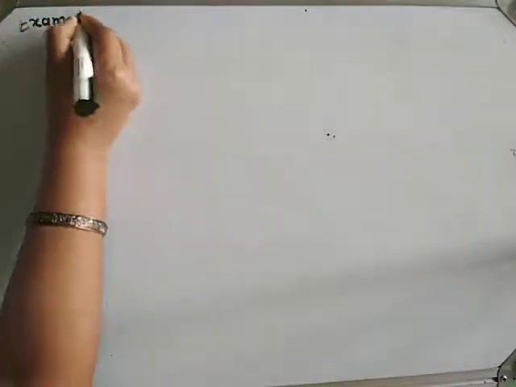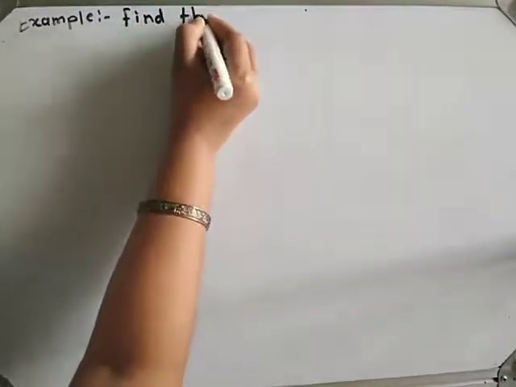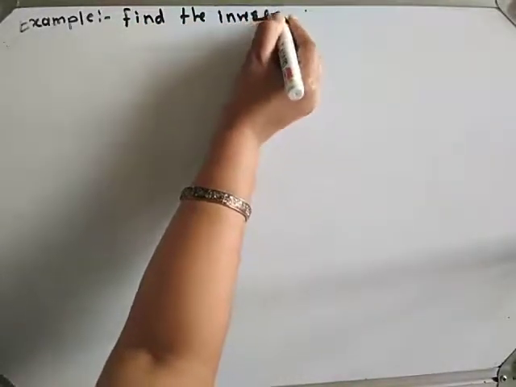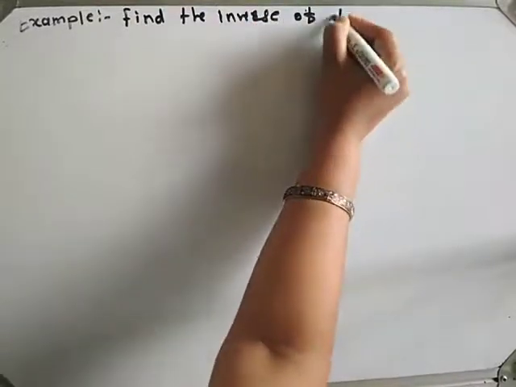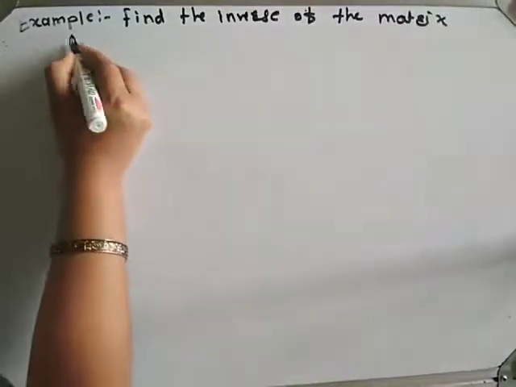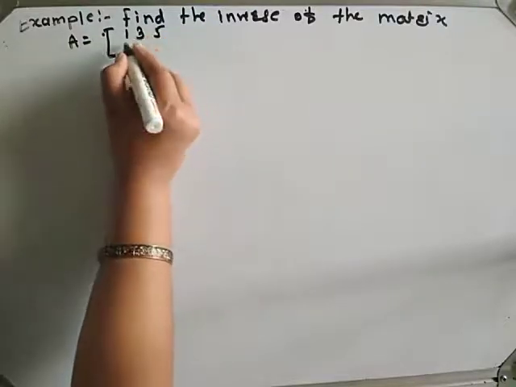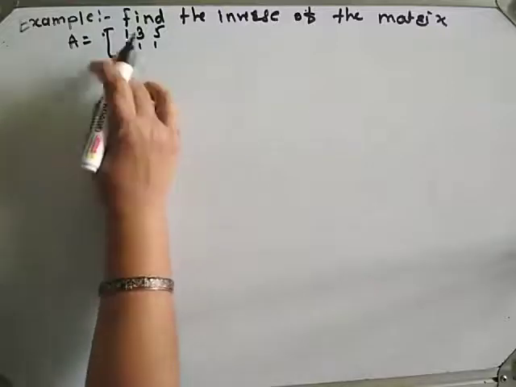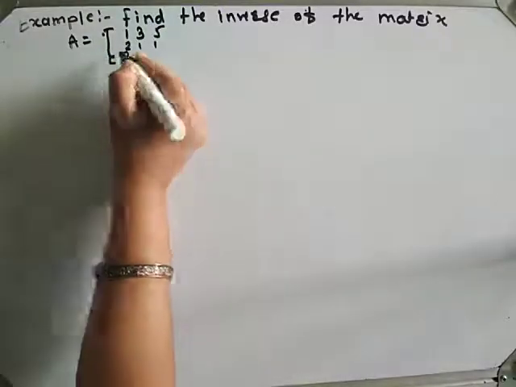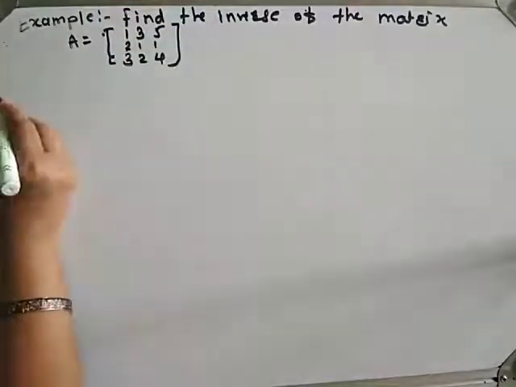The example is: find the inverse of the matrix A equal to [1 3 5; 2 1 1; 3 2 4]. Solution.